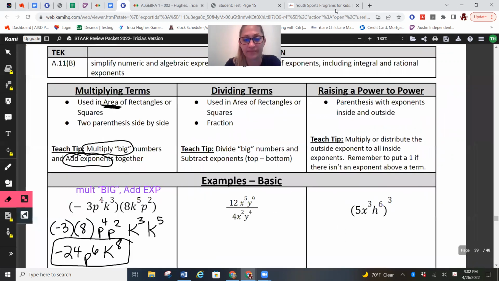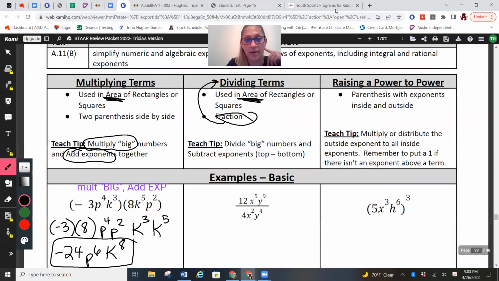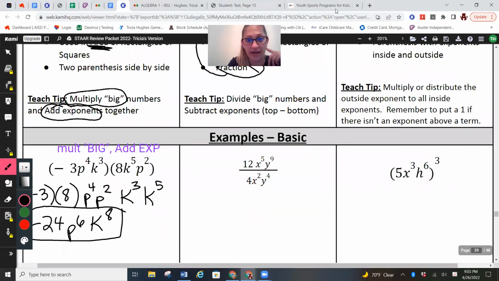Let's see dividing. When it's dividing, it still could be used in area. If they give you the length and they give you the area, you may have to find the width. You're going to divide. They could also just give you in a fraction form. If it's a fraction, then you are dividing. Your teach tip is to divide big numbers, subtract exponents. It's the opposite of the one we just did.